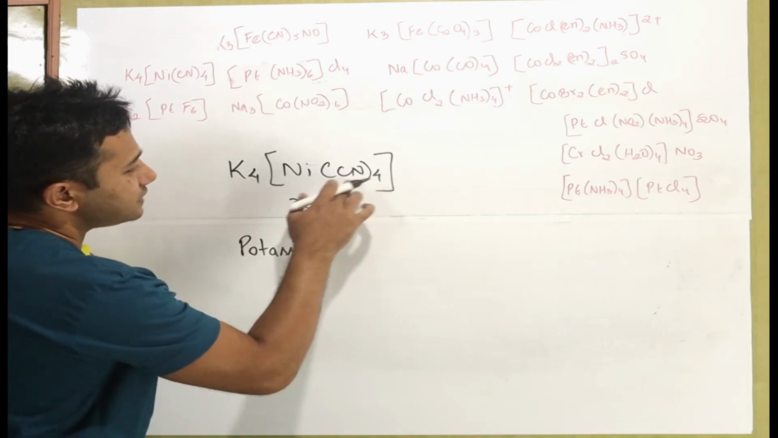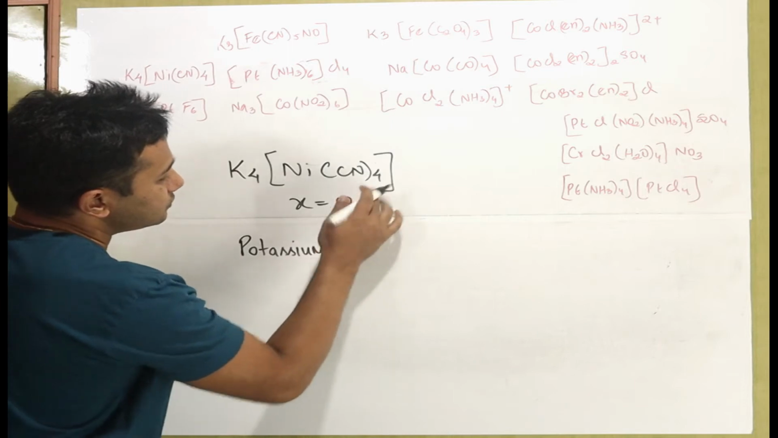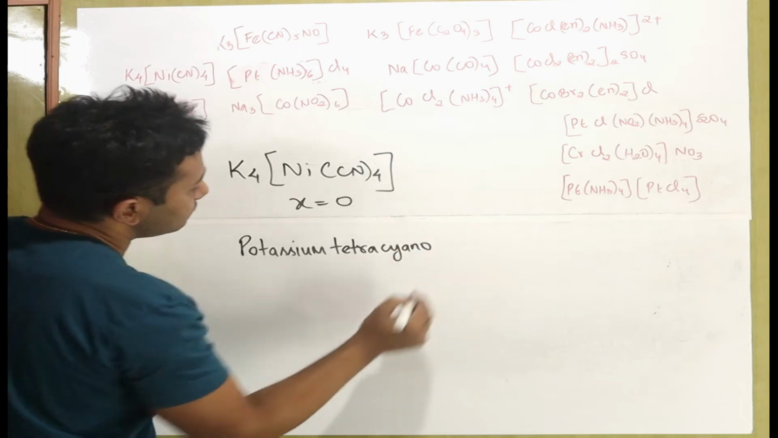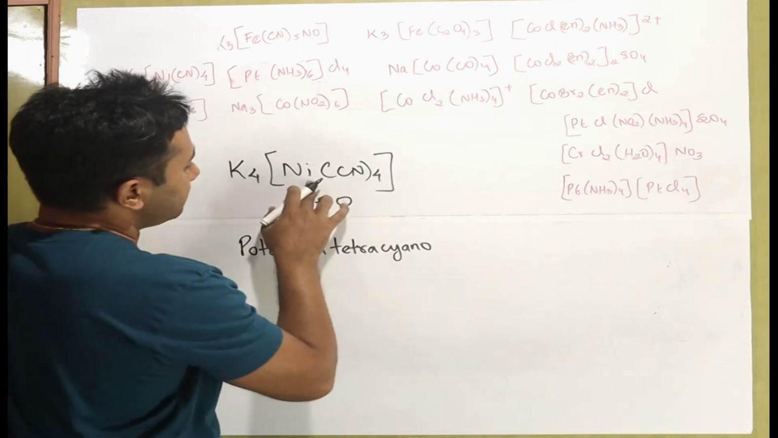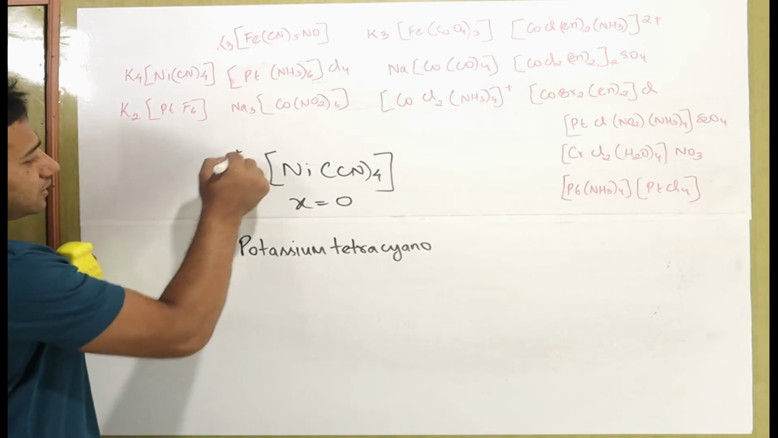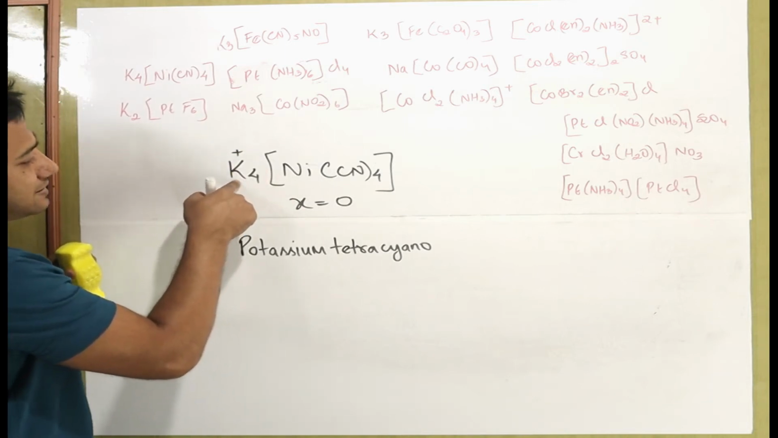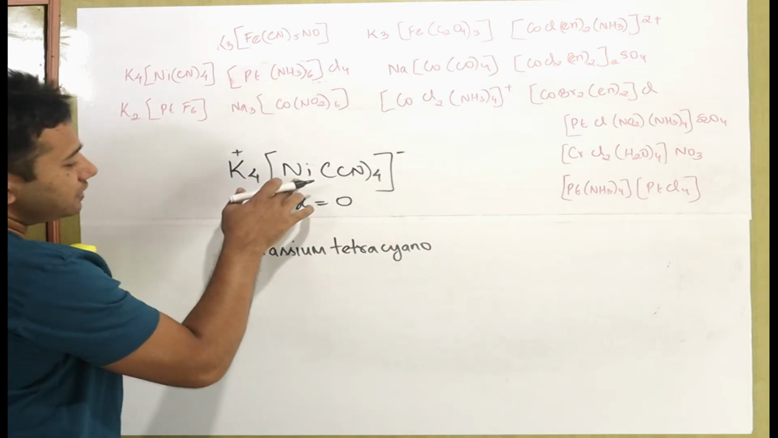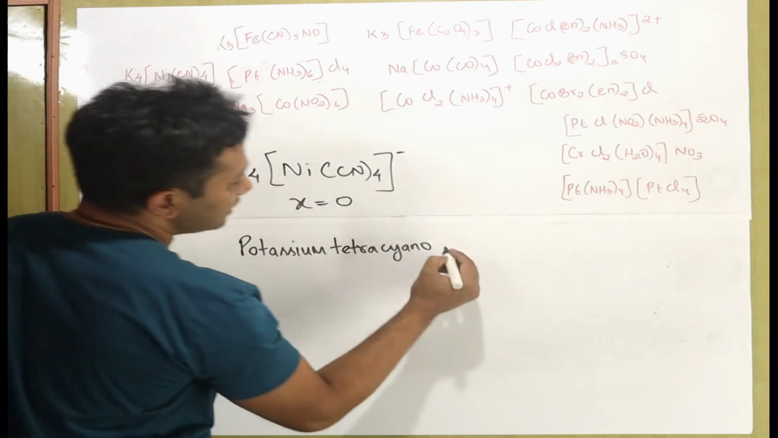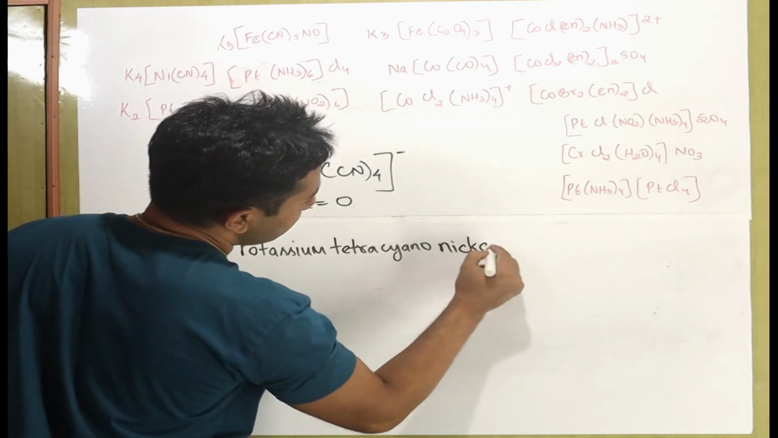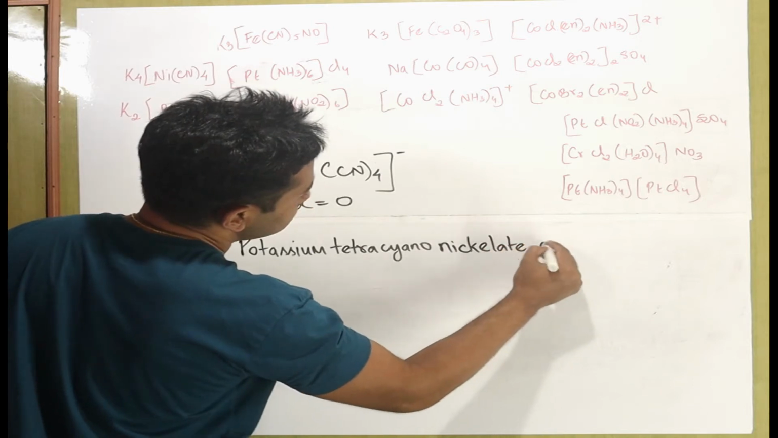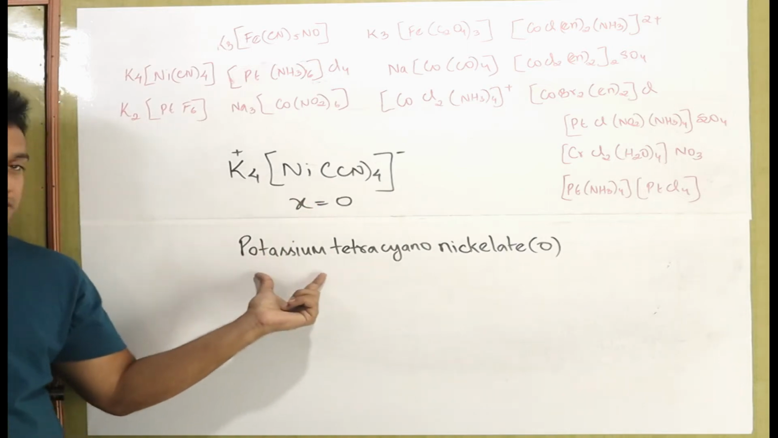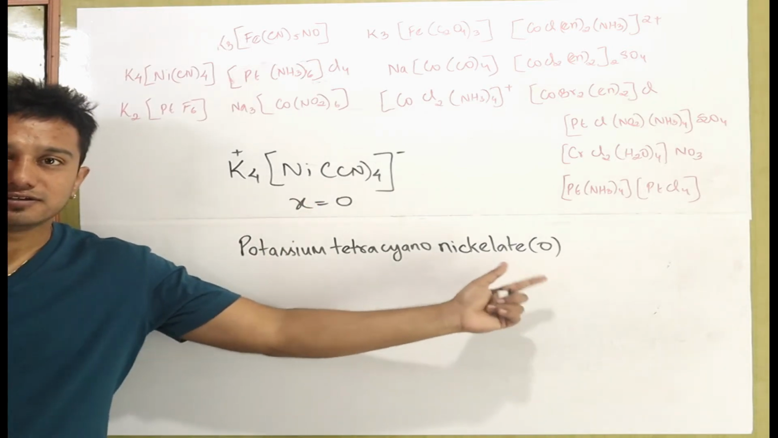Here we have 4 cyanide, so 4 will be tetra, cyano. Potassium has a charge of plus 1. If this is positive, the coordination sphere will be negative and the name of the metal ion will end with ate. So nickel will be nickelate 0. The name of this coordination compound will be potassium tetracyanonickelate 0.